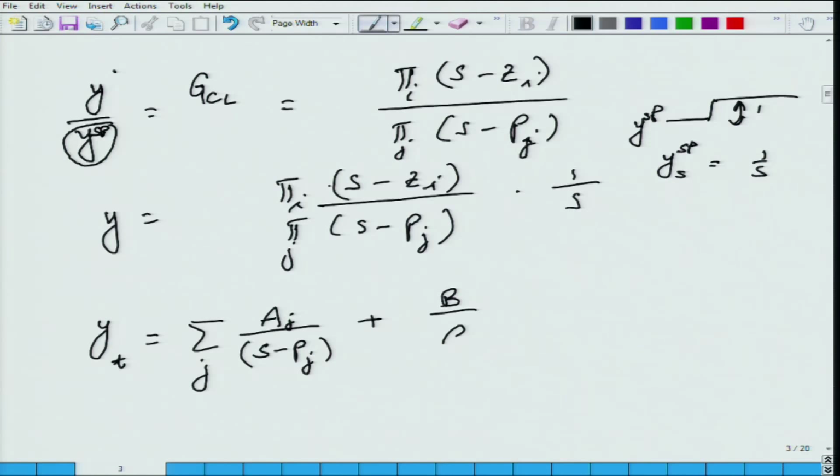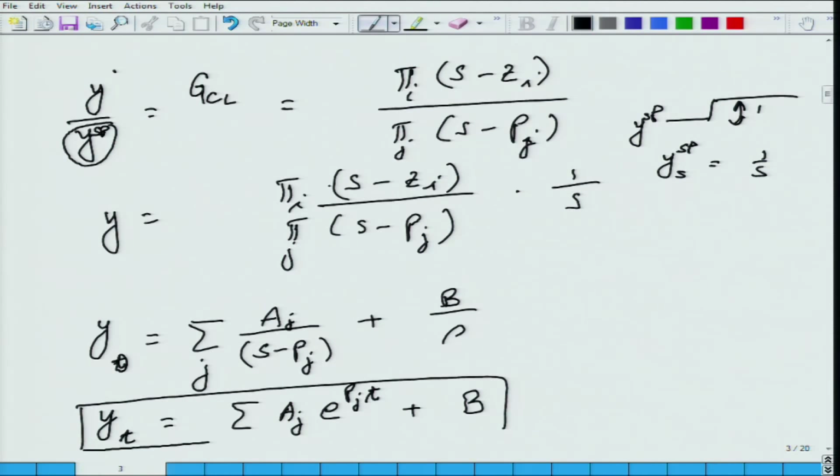And so, this is y of s separated into partial fractions. Using partial fractions you can get this, and then when you take the inverse Laplace transform, y(t) will actually be equal to summation a_j e to the power p_j t plus b, because the inverse Laplace transform of 1 over s is 1. Okay. So, therefore, you get this as the dynamic response of this closed loop system to a step change in the set point.